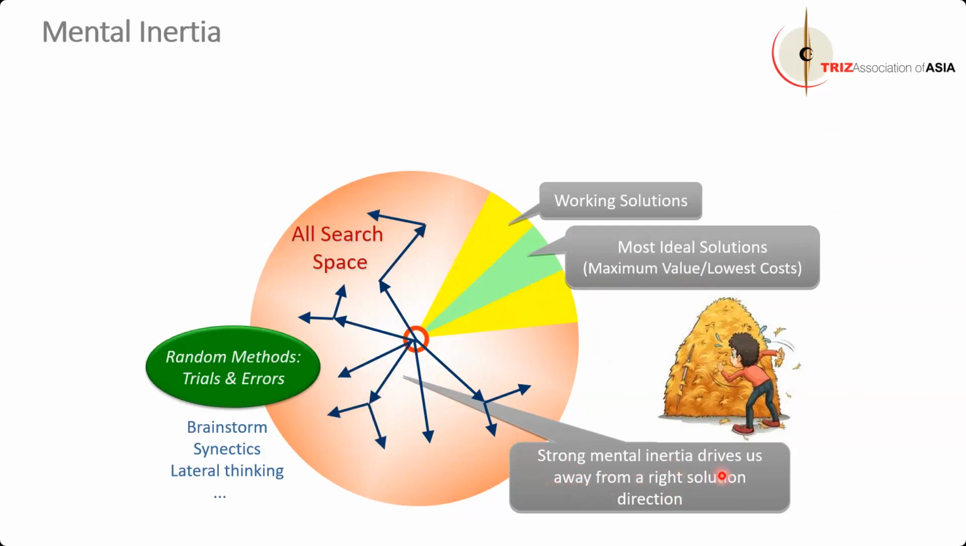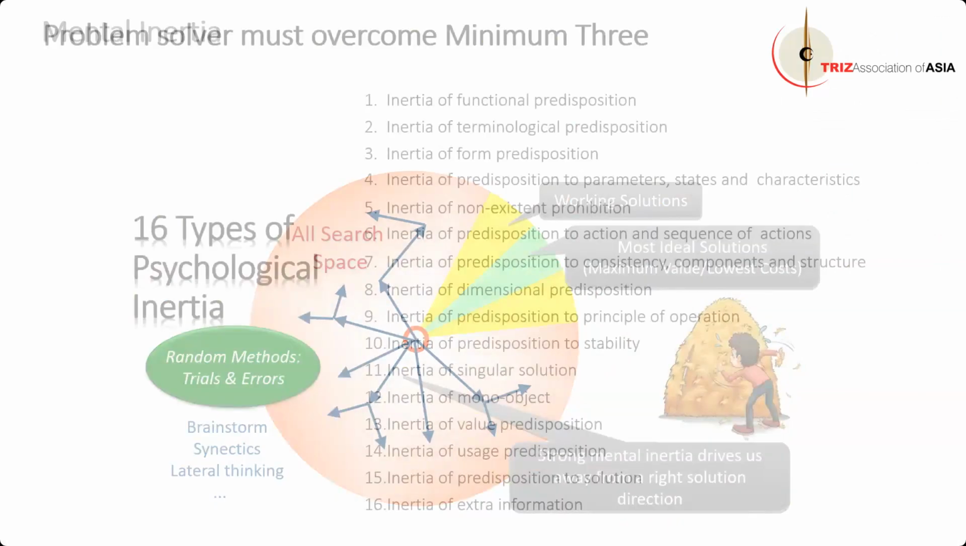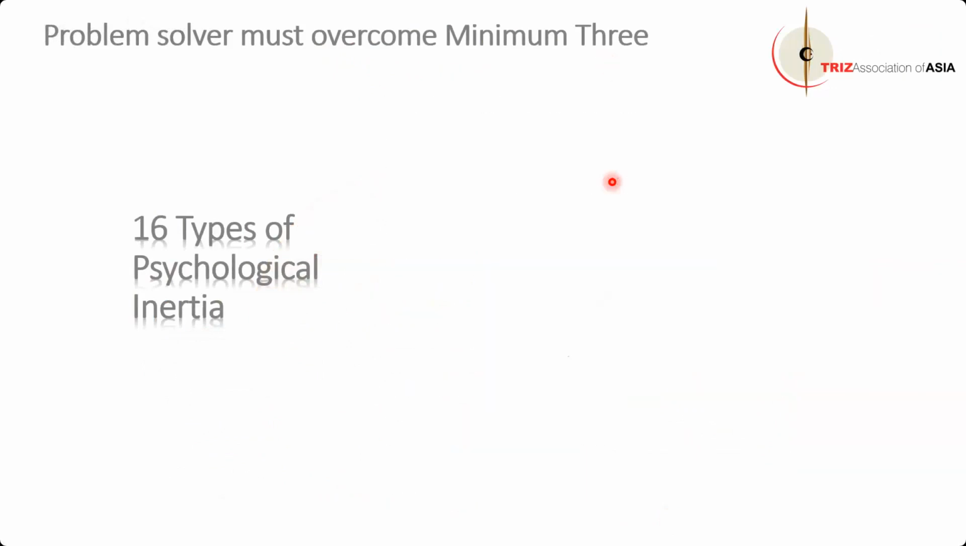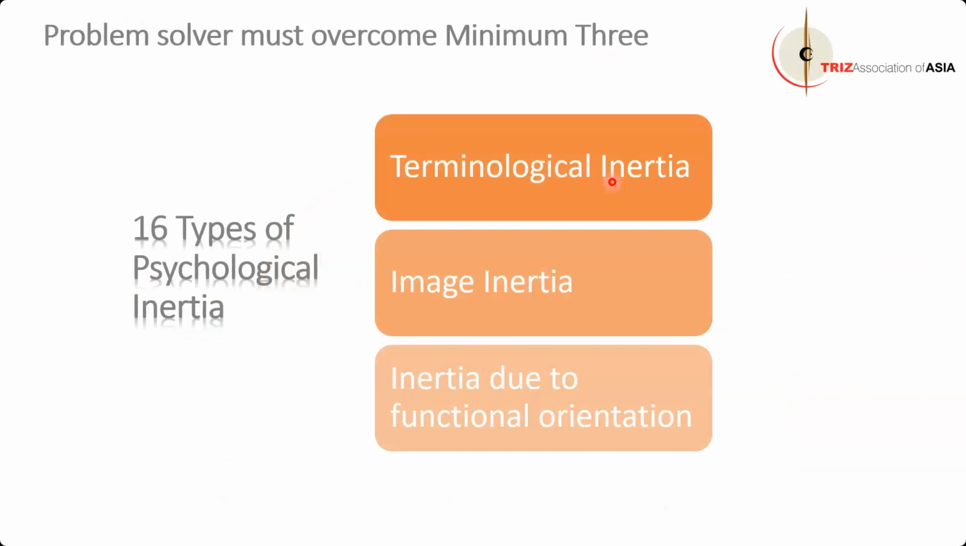Strong mental inertia drives us away from the right solution direction. So how does this happen and what happens with it? Let's see, there are 16 types of psychological inertia, and a good problem solver must overcome at least 3 of these. And what are those 3? The psychological inertias are terminological inertia, image inertia, and inertia due to functional orientation.